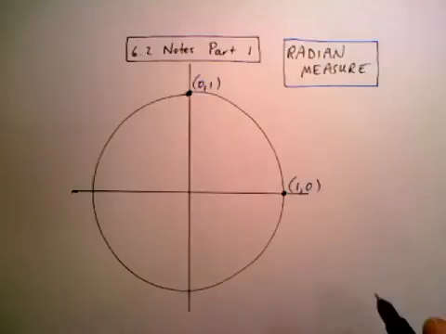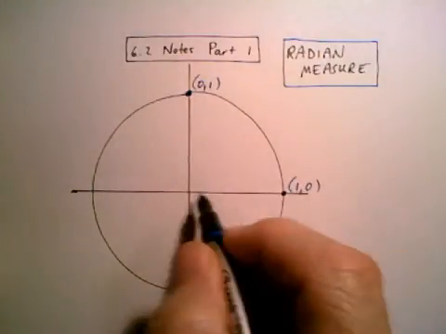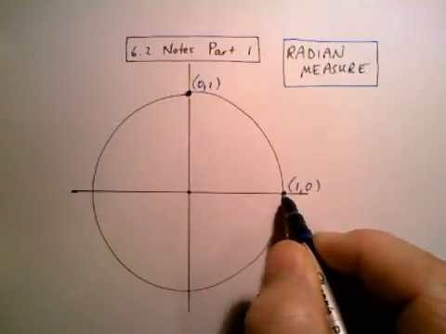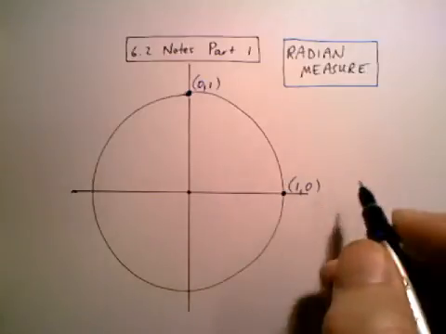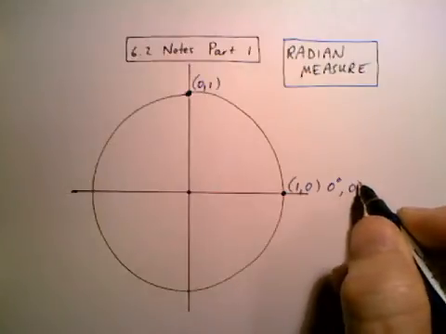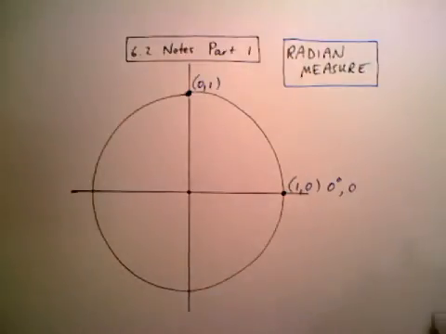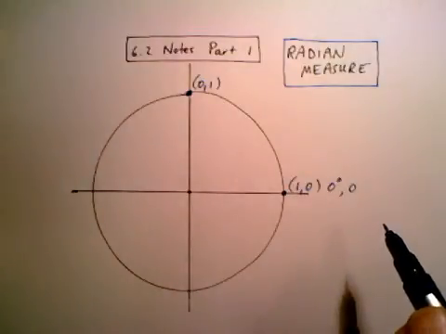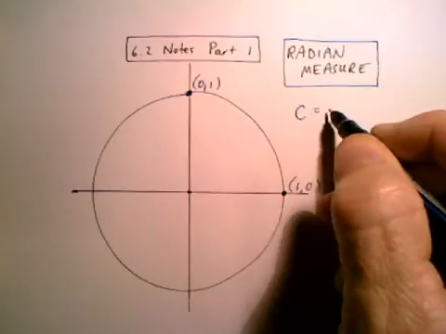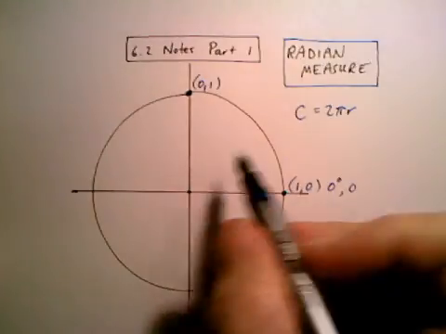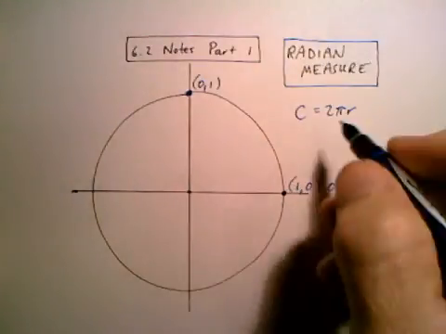But the main thing is we also want to make sure we understand that the measure of the angle from the center of the circle all the way to this point here is 0. 0 degrees, 0 radians. When you don't see that little degree symbol, that automatically means radians. If we also remember from the last set of videos, the circumference of a circle is always 2 pi times the radius. And as we said, the radius of the unit circle is 1.